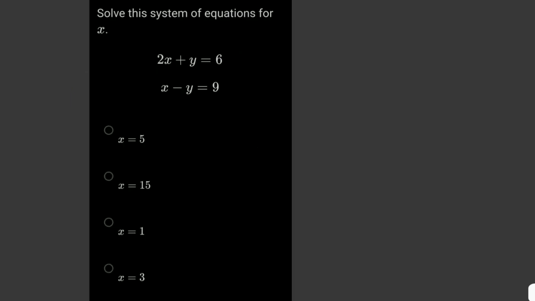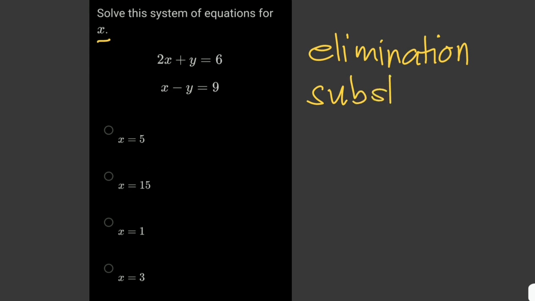Solve the system of equations for x. So we're given here 2 equations, 2x plus y equals 6 and x minus y equals 9. So we solve the system of equations and we solve for the value of x. So how do we do that? We can actually use 2 methods, which is elimination, and the other one is substitution.